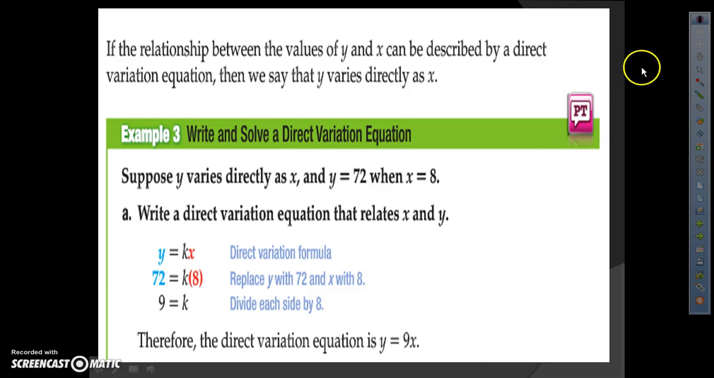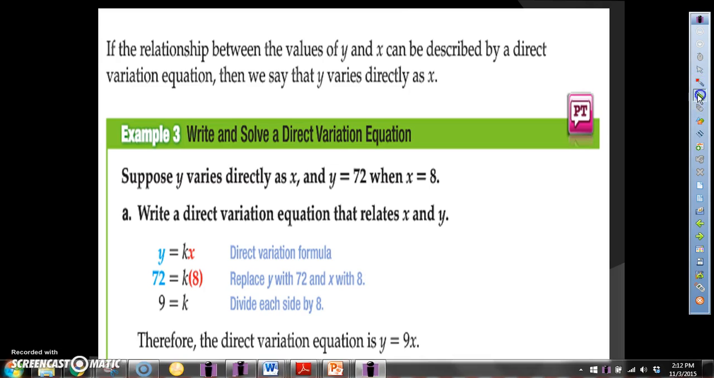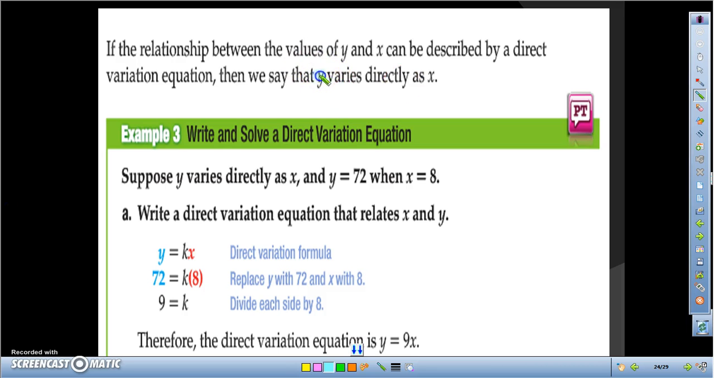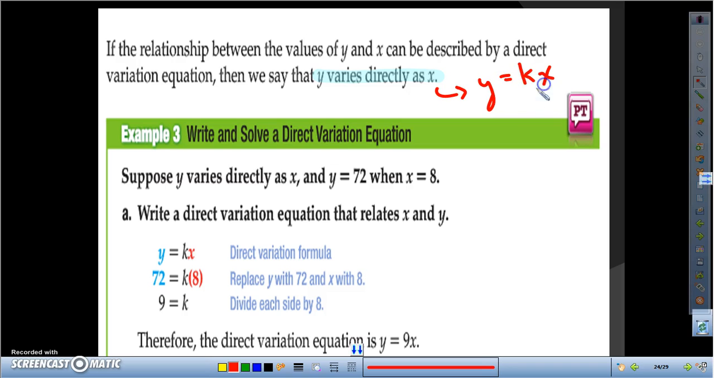Okay, so what I'm looking for here is this phrase, y varies directly as x. When I see that, it translates as y is equal to kx. And so this is the phrase that tells me I've got a direct variation equation.